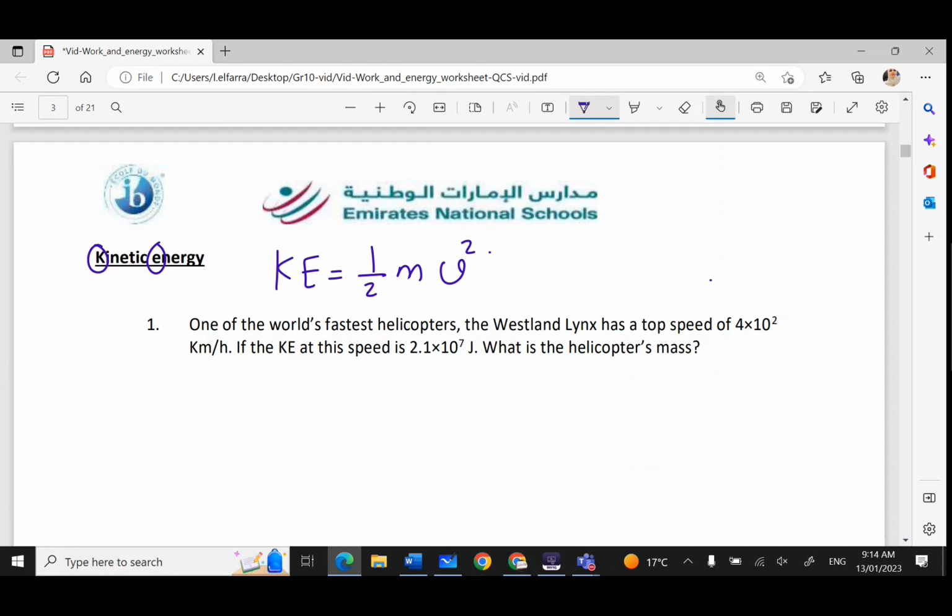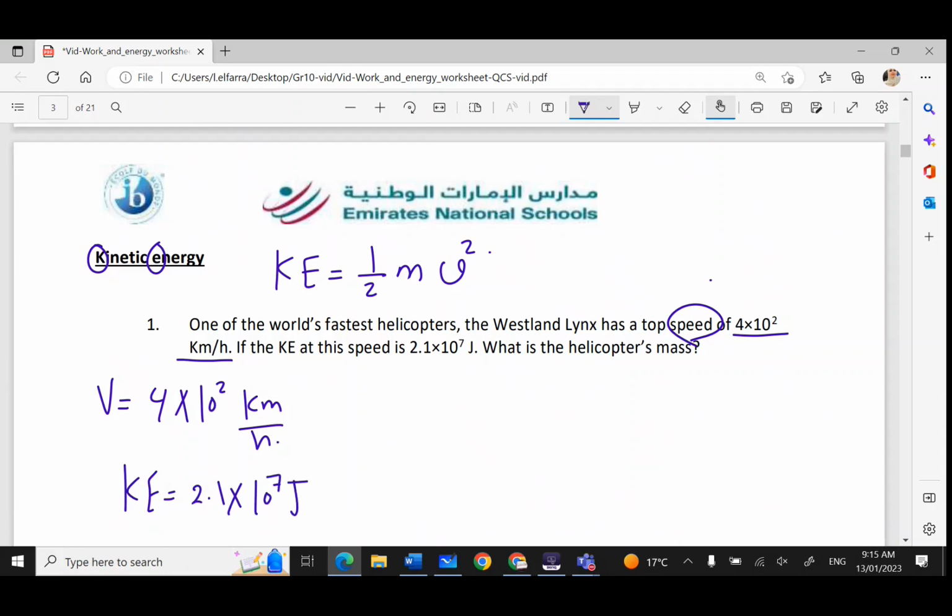Now let's solve question number one. One of the world's fastest helicopters has a top speed of 4.4 times 10 to the power 2 kilometer per hour. This is the speed. So I have V, the velocity or the speed, equals 4.4 times 10 to the power 2 kilometer per hour. At this speed, the kinetic energy is 2.1 times 10 to the power 7 joule. What is the helicopter mass?